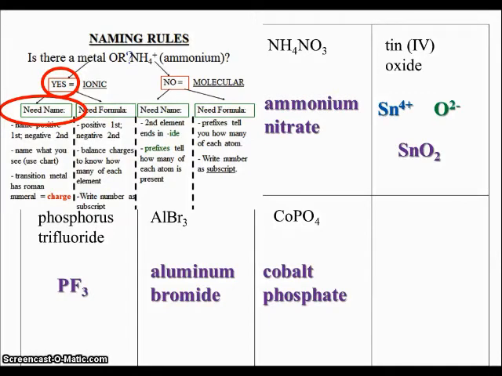So which is it? You have to first look at the negative ion. In this case, it's a complex ion, phosphate. Phosphate always has a charge of 3 negative. Since there's only 1 phosphate, there are 3 negatives. There must be 3 positives. Since there's only 1 cobalt, it must carry the 3 positive charge. It's cobalt 3+. The name becomes cobalt(III) phosphate.